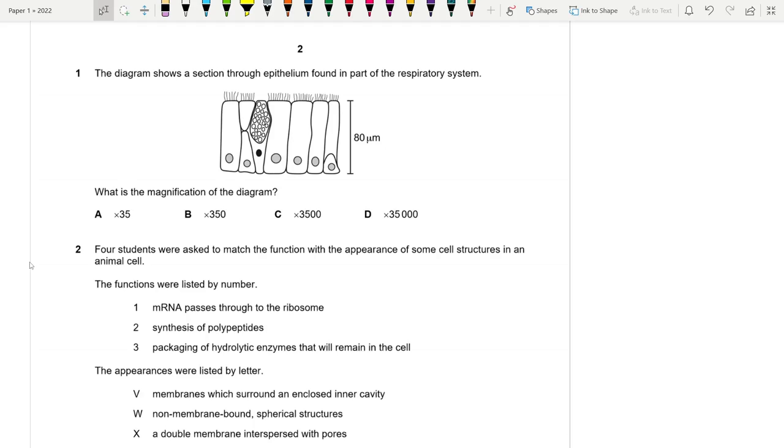Hoping to wrap this up within 1 hour. Number one, the diagram shows a section through epithelium found in part of the respiratory system. Clearly, that's the goblet cell. What's the magnification of the diagram?